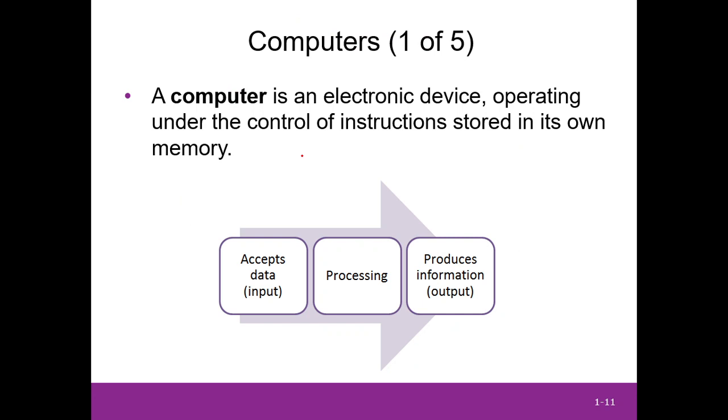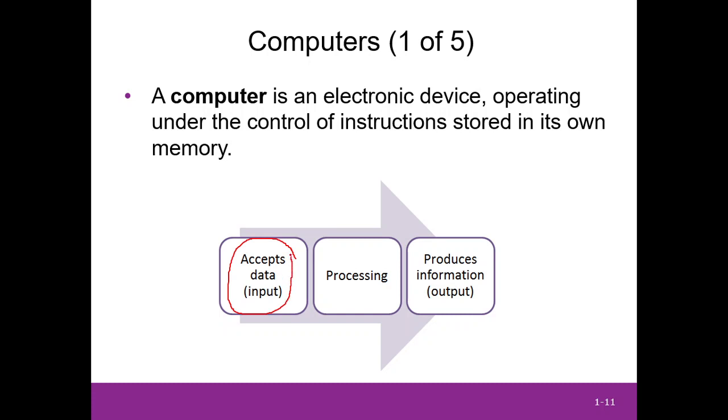We know what a computer is. We have defined it. You know a computer is a data processing machine. This is a more formal definition of that. A computer is an electronic device operating under the control of instructions stored in its memory. So it has some memory. In that memory, it has some instructions. The computer can understand and execute those instructions. And the instructions are for processing data.